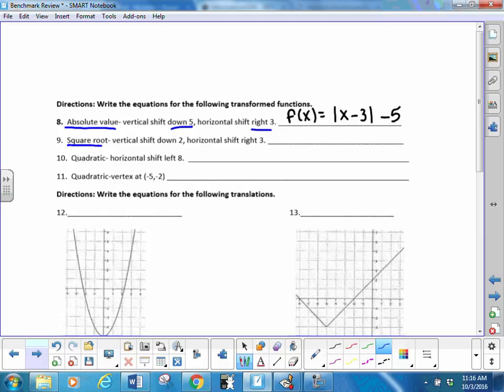Square root, okay? I'm thinking I know square root is going to have to look something like that. I moved down 2, right 3. I'm going to make my square root pretty big because I know there's been a horizontal shift. Right 3 means minus 3, and then down 2.